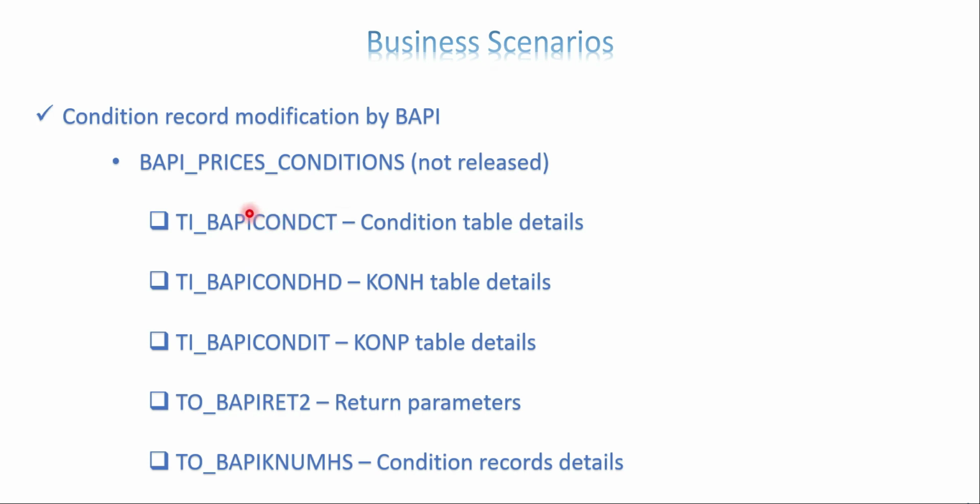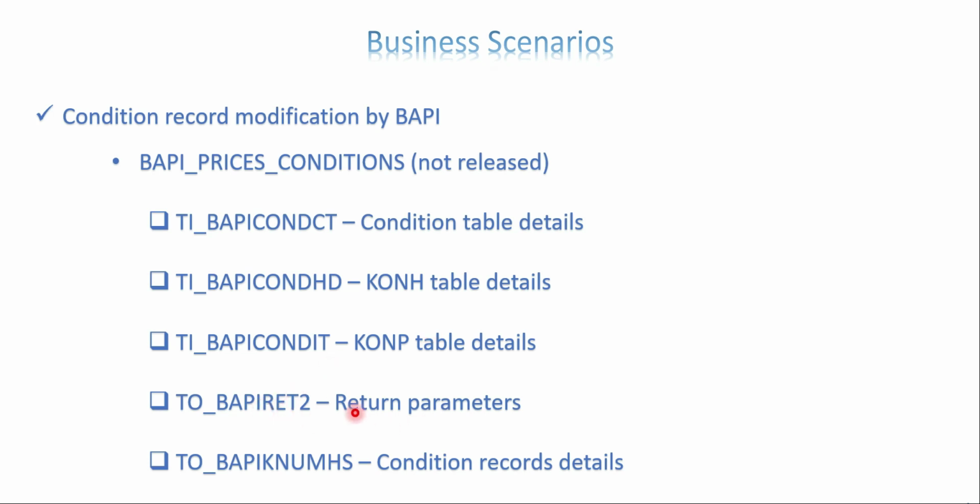In this BAPI, these are the 3 tables, not all, where we need to pass the values: the condition table details. You have to pass the A series table name, and KONH and KONP are the condition record header and item detail tables. Apart from that, 2 or 3 parameters are mandatory. You have to pass at least an empty internal table, otherwise you will get a syntax error or runtime error.